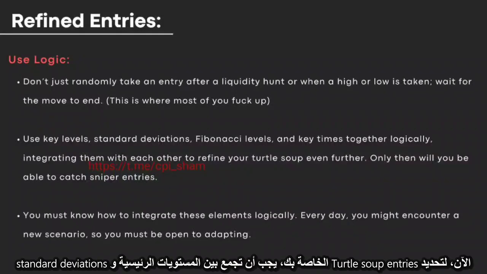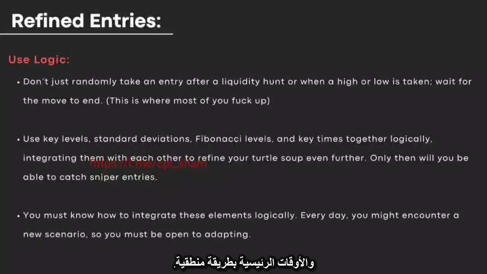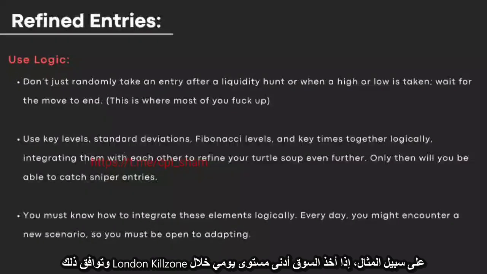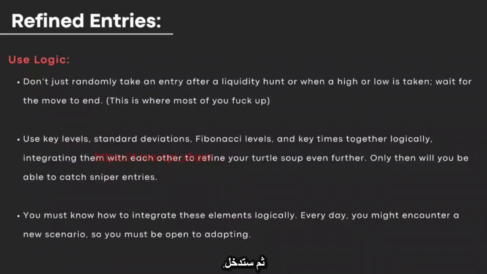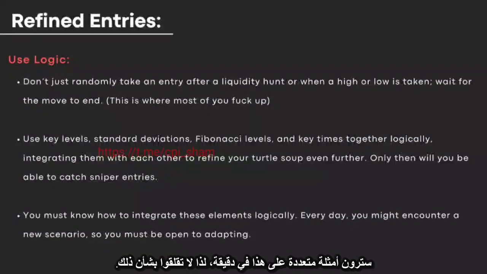Now, to refine your turtle soup entries, you must combine key levels, standard deviations, and key times in a logical way. For example, if the market takes out a daily low during the London kill zone and it aligns with a 2.5 standard deviation level of the Asian range, right? You're going to wait for a confirmation, and then you're going to enter, right? All of these confluences together significantly increase your probability. You'll see multiple examples of this in a minute, so don't worry about that.